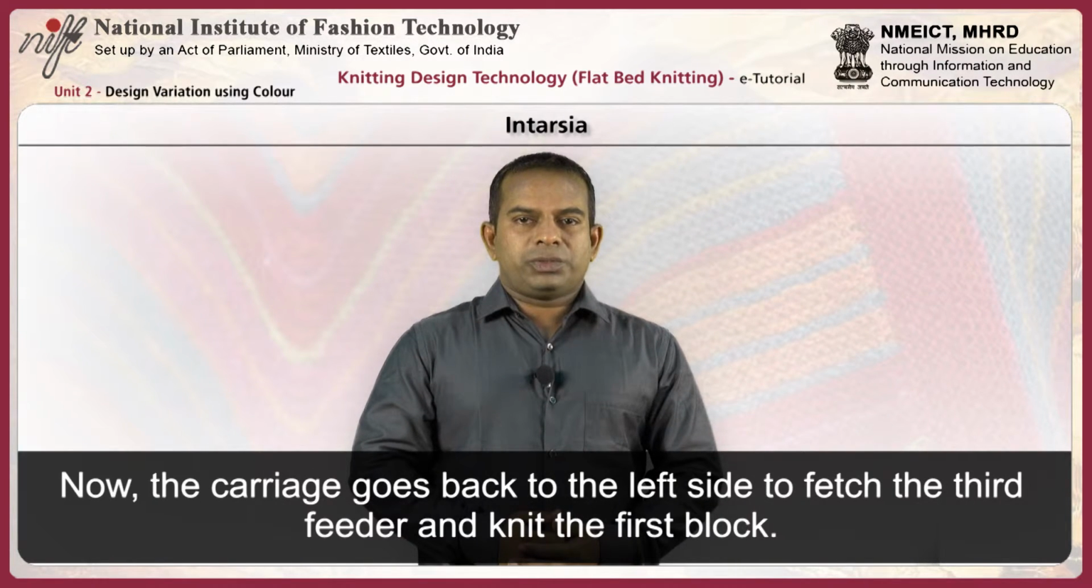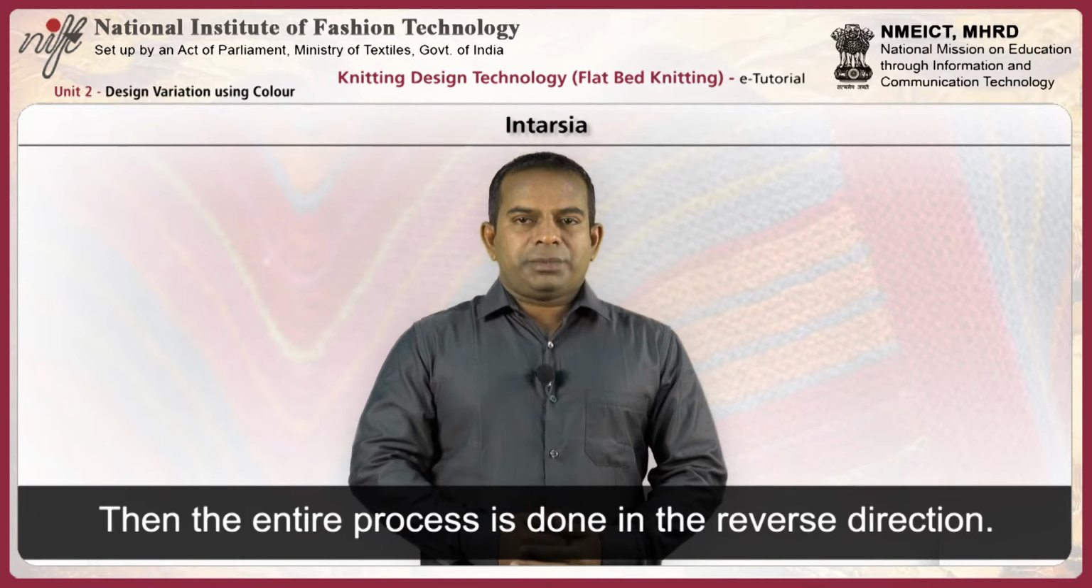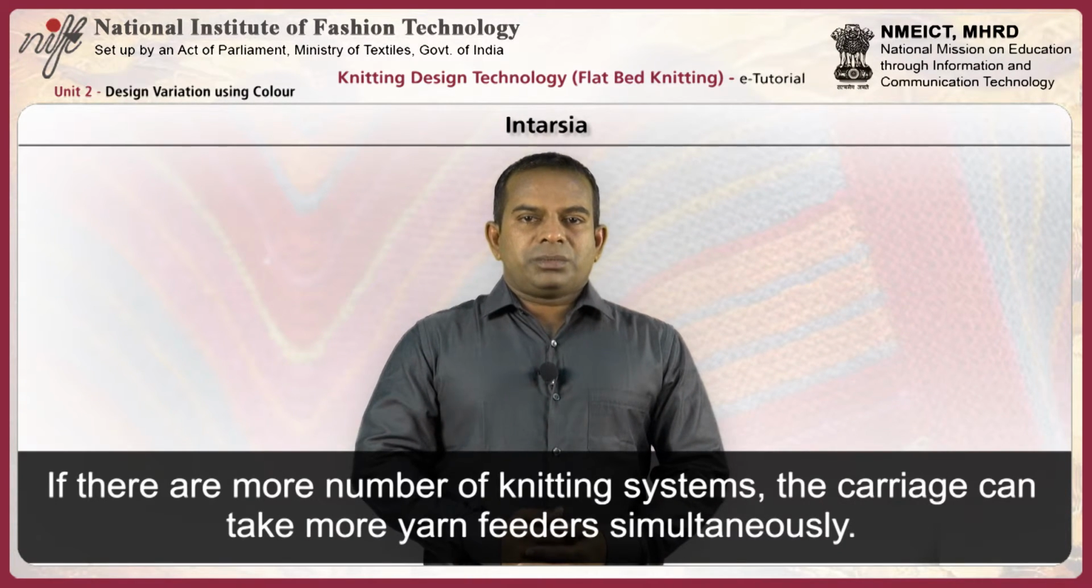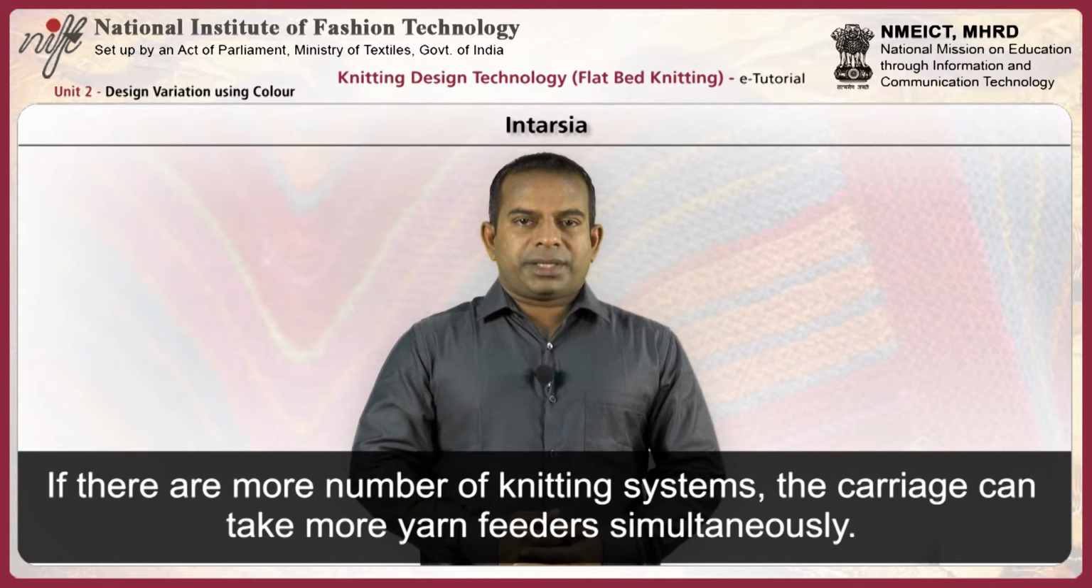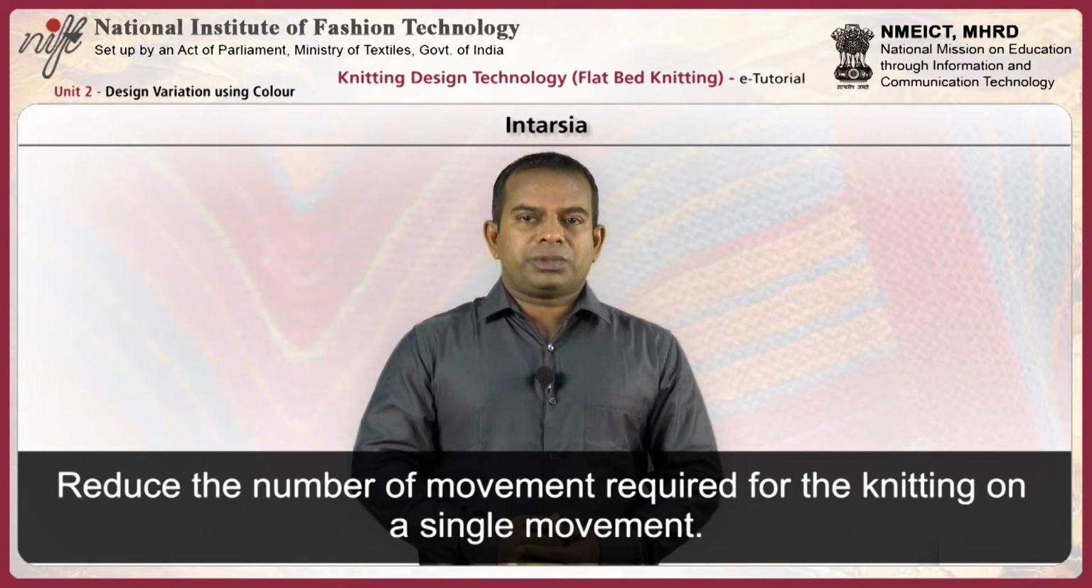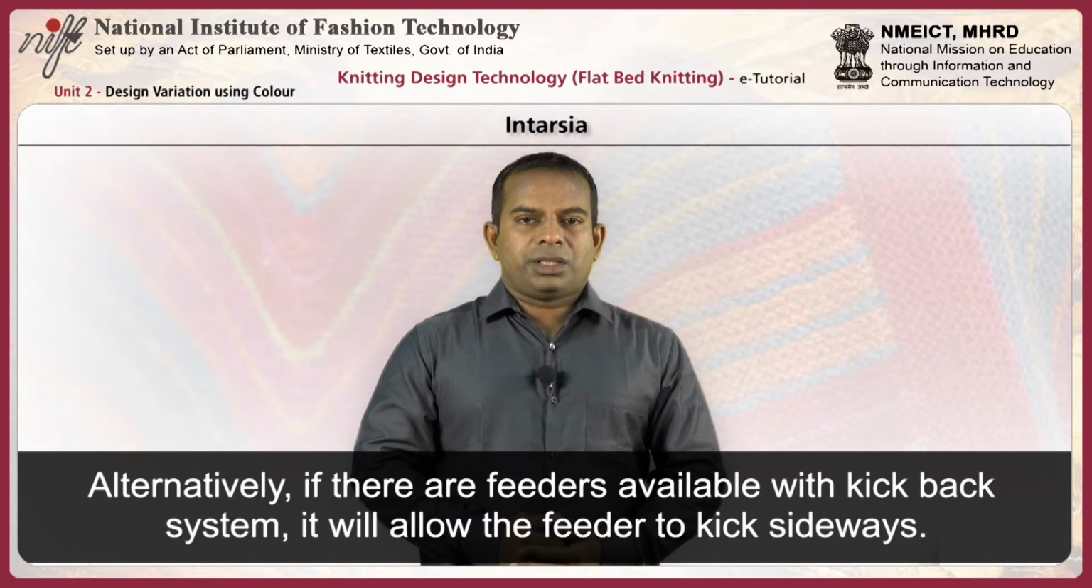Now the carriage goes back to the left side to fetch the third feeder and knit the first block. Then the entire process is done in the reverse direction. If there are more knitting systems, the carriage can take more yarn feeders simultaneously and reduce the number of movements required for the knitting on a single movement.